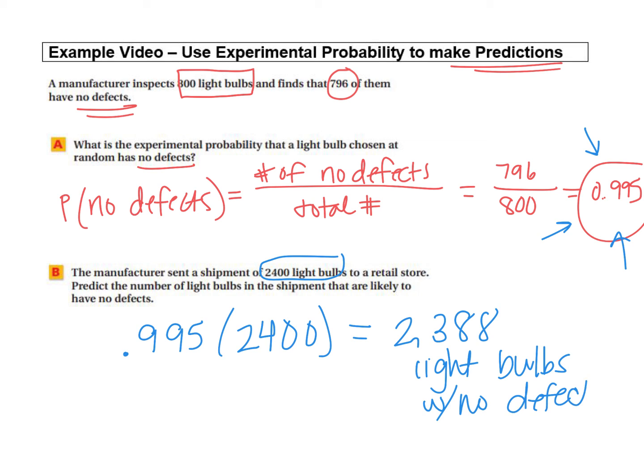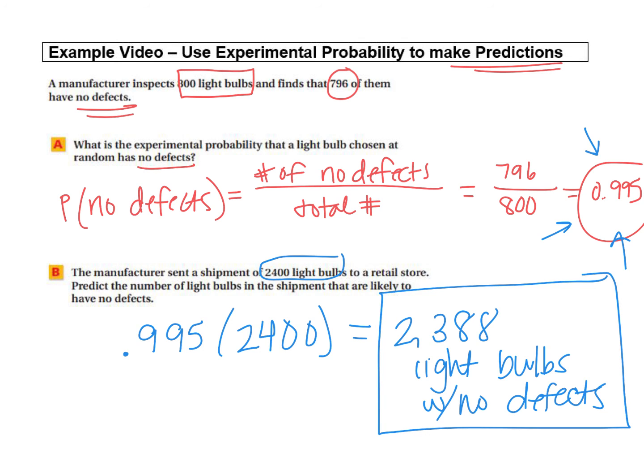And again, this is just a prediction based on the fact that in our experiment we found that 99.5% of the light bulbs have no defects. So we applied it to our 2,400 light bulbs, and we can expect 2,388 light bulbs to have no defects.